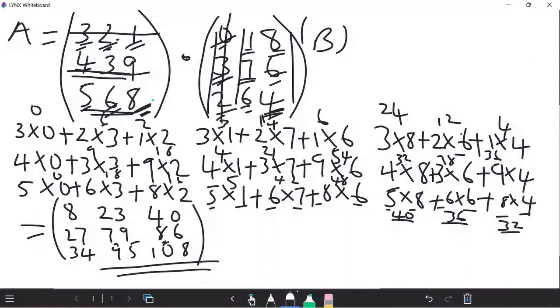So basically what you have done is that you are taking the elements in the rows in the first matrix, then multiplying them with their corresponding elements in the second matrix in the column part.